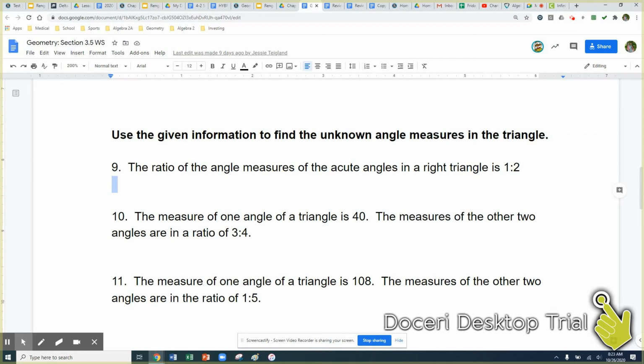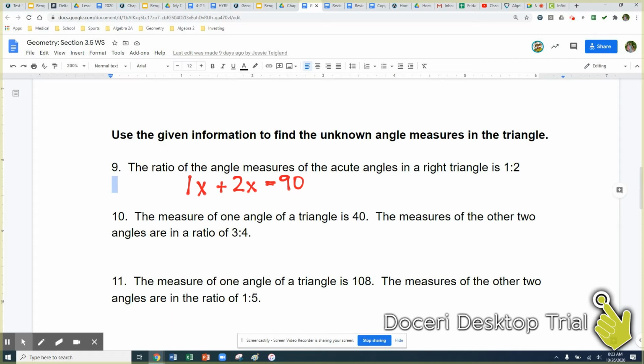Now how we can set this up algebraically is we can think of our variable. Our variable is how many of those groups we need to add up to the total of 90 degrees. We'll just use x as our variable. So if we need a 1 to 2 ratio, we're going to say that 1x, so 1 times the number of groups of degrees that we need, plus 2x is going to need to add up to a total of 90 degrees. And the reason, again, I'm using 90 degrees is because it's a right triangle, so 90 degrees are taken up. There's still another 90 degrees left for those two angles.